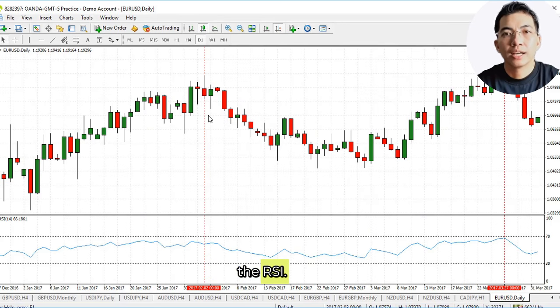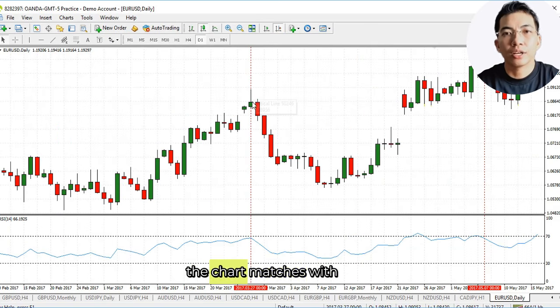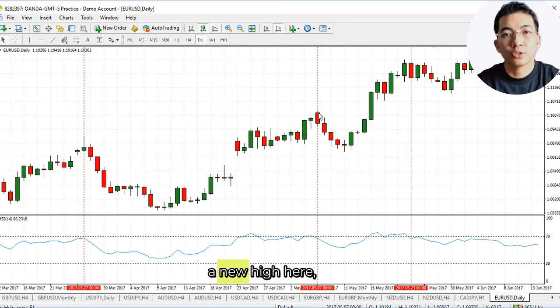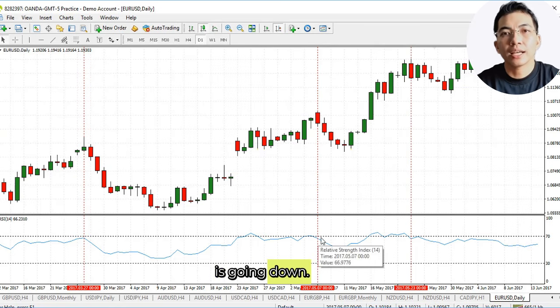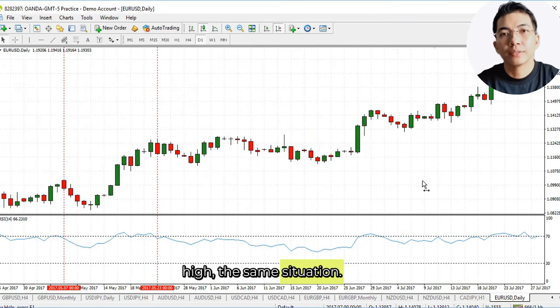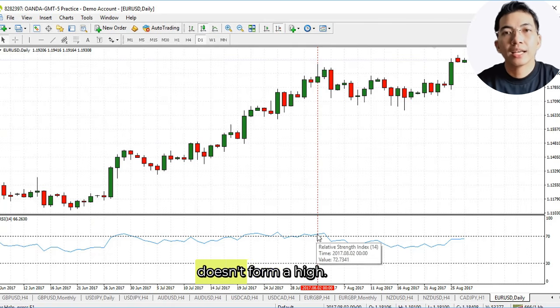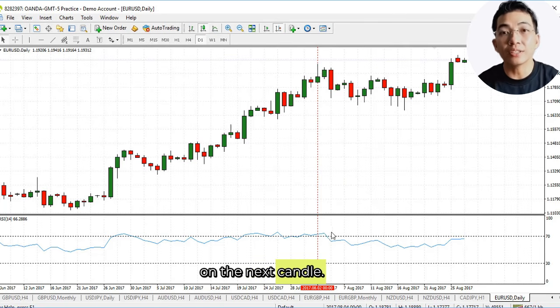I zoom in and we can check if the new highs on the chart match with the new highs on the RSI. Here we have the first high and the line on the RSI is going down, so it doesn't match. Here the high on the chart matches with the high on the oscillator. Going on, we have a new high here and the line on the RSI once again is going down. Again on this new high, the same situation. Then on the last high the RSI is going up, but it doesn't form a high. You can see that the high is here on the next candle.